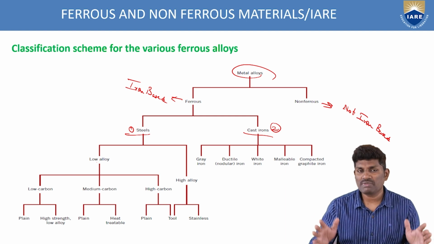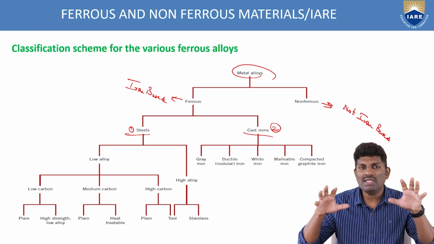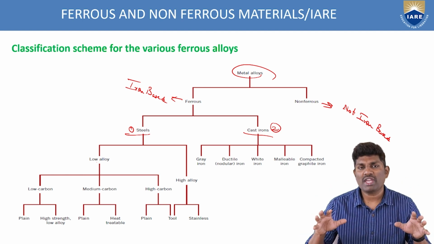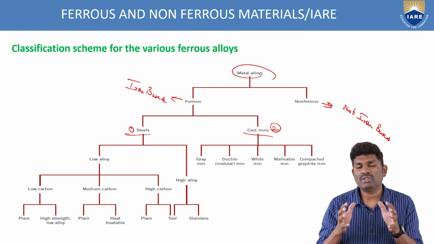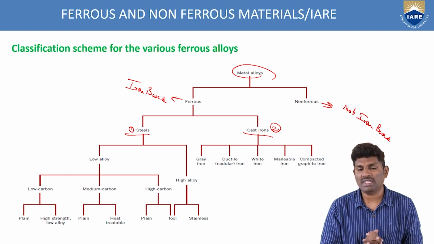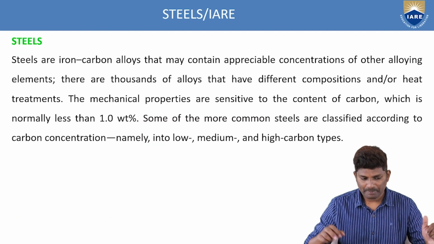the phase diagram. That's why the iron carbon phase diagram is very important in classifying all these different types of cast irons or different types of steels, and also to differentiate between the ferrous and non-ferrous materials.